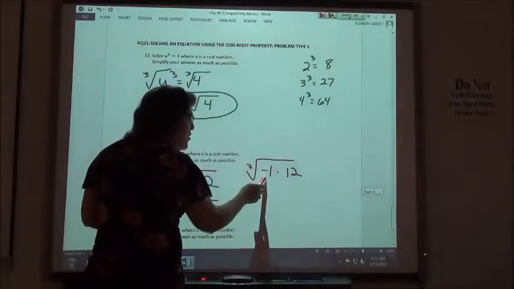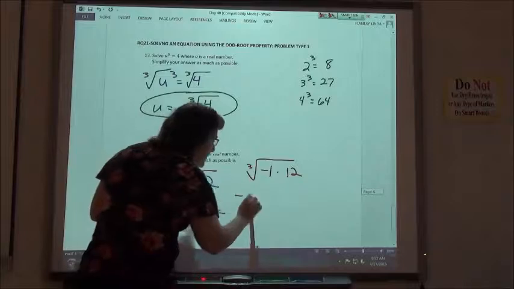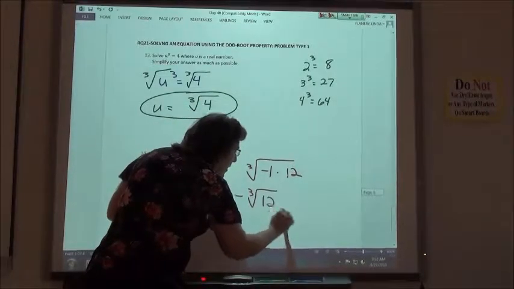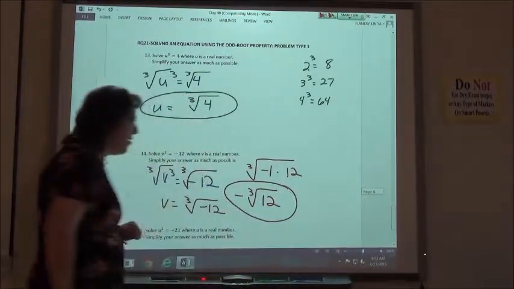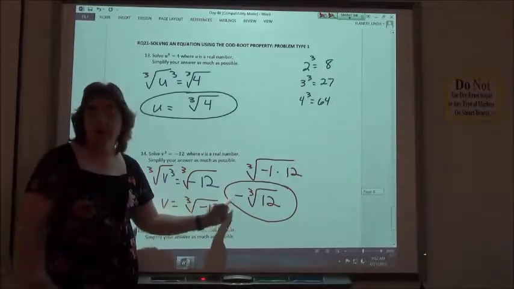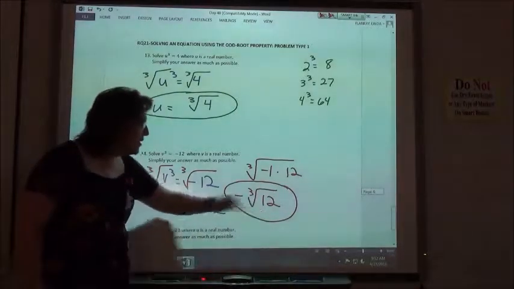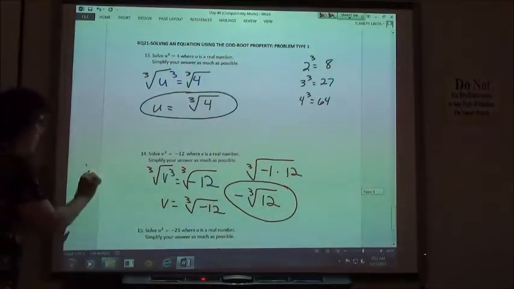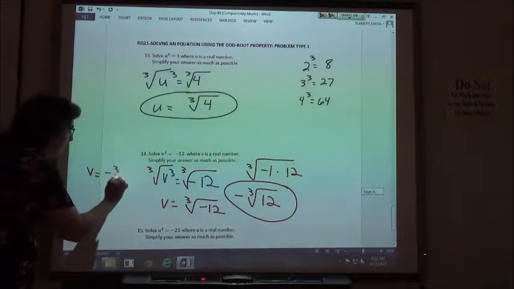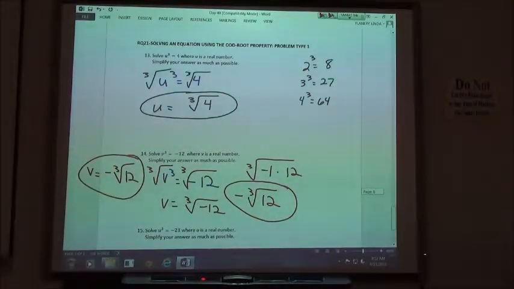So if there's a negative underneath, they're going to take that negative out in front and make it negative cubed root of 12. So the cubed root of negative 1 is negative 1. I don't really need the 1 there. And so instead of this form, this is going to be the better form for my answer. v equals negative cubed root of 12. So just keep in mind if there's a negative in there, to put it out in front instead of underneath your radical.